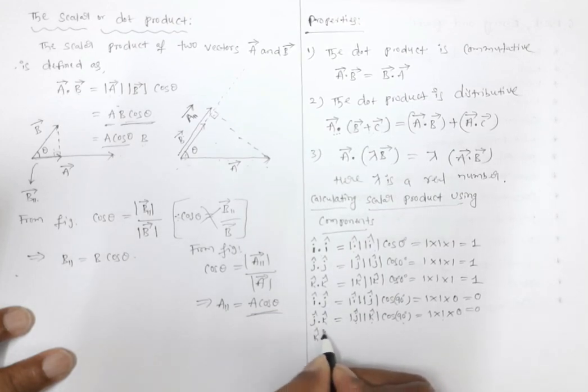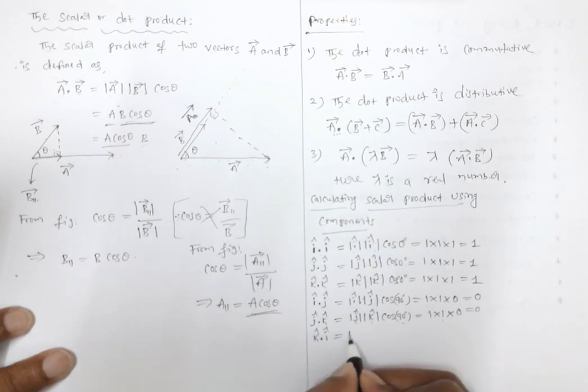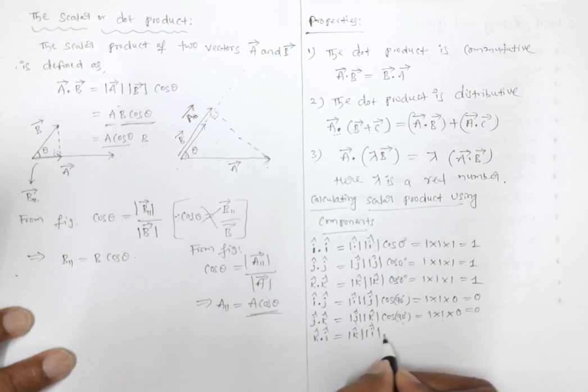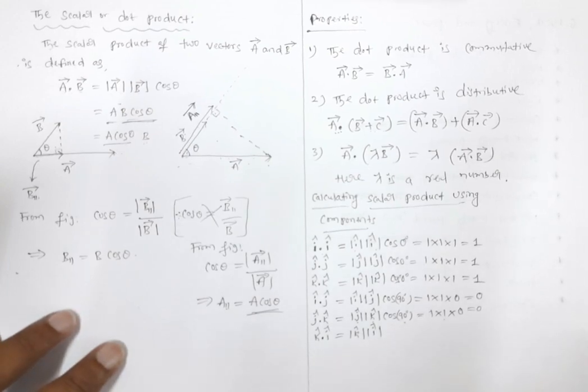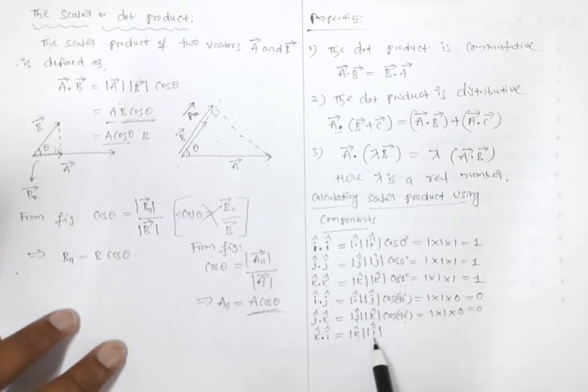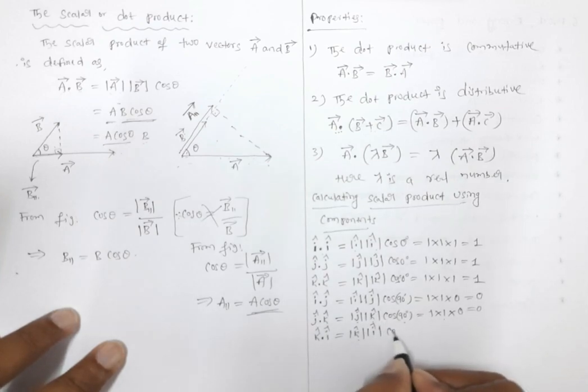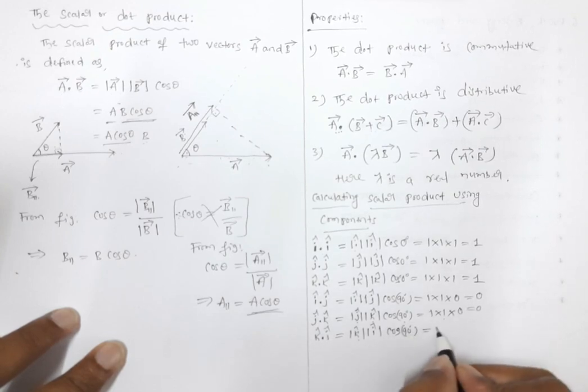Now take k cap dot i cap. So i, j, k, I'm going in an order. So k cap dot i cap. So magnitude of k cap, magnitude of i cap, and again what is the angle between k cap and i cap? k cap is the unit vector along plus z-axis, i cap is the unit vector along plus x-axis. The angle between x and z axis is again 90 degrees. So here we take cos 90 degrees. So 1 into 1 into 0. So what do you get?